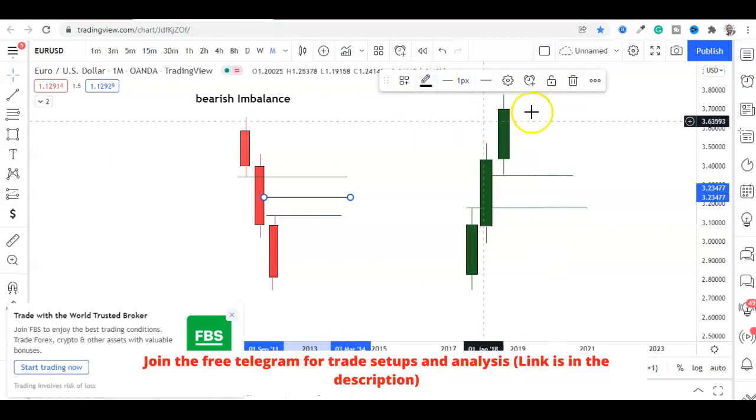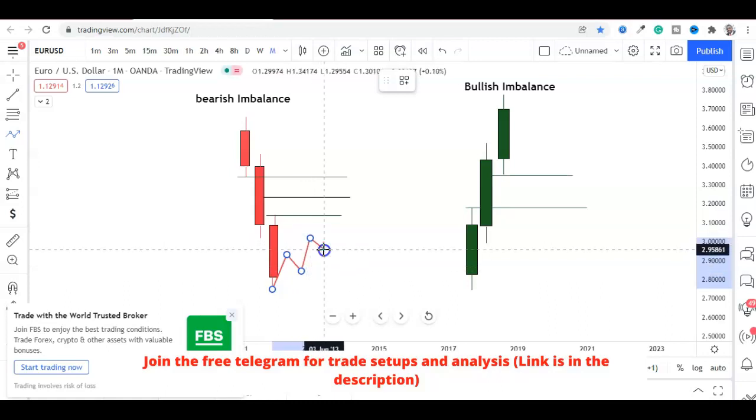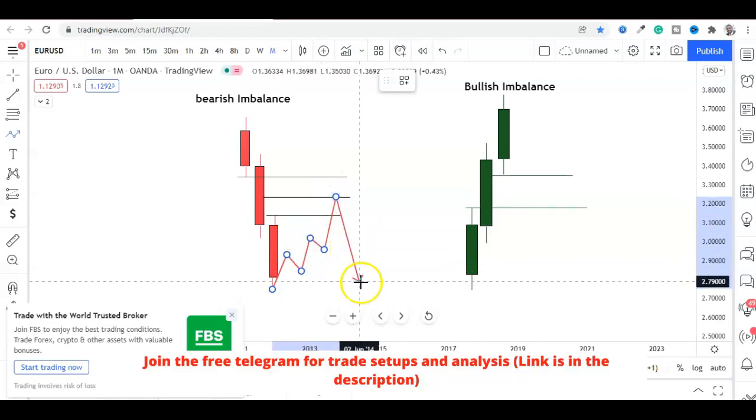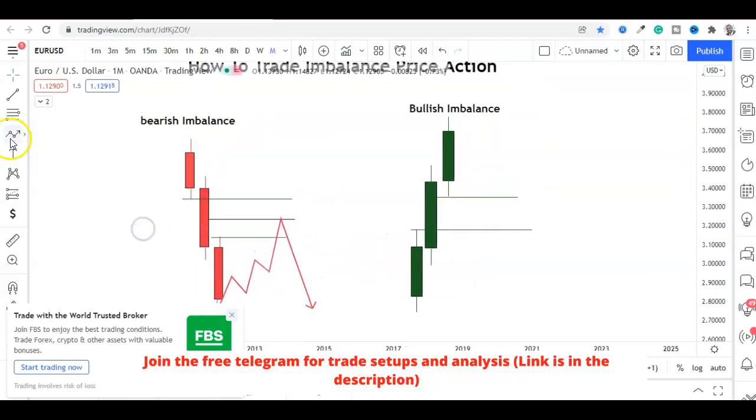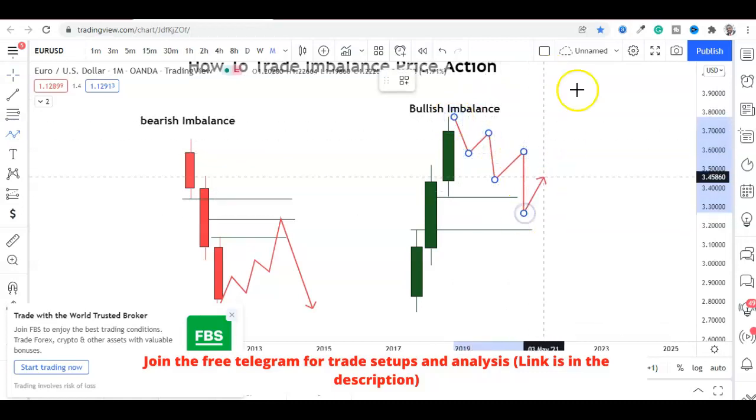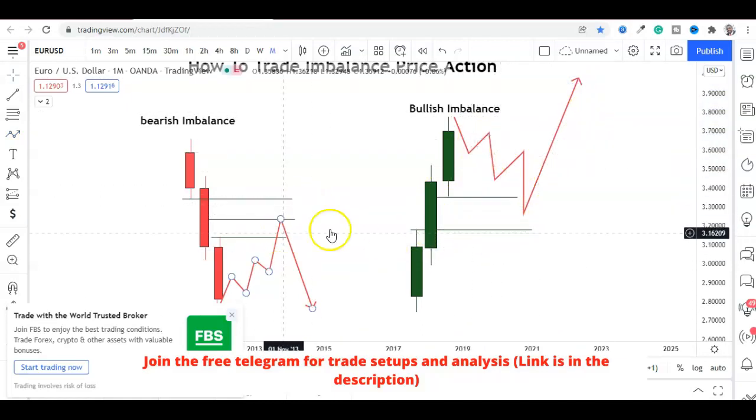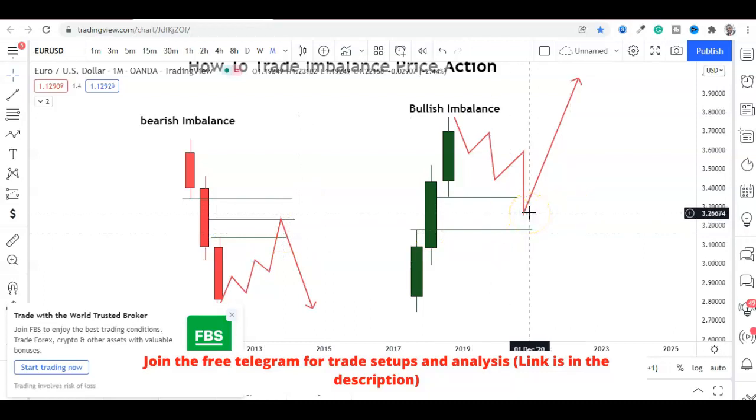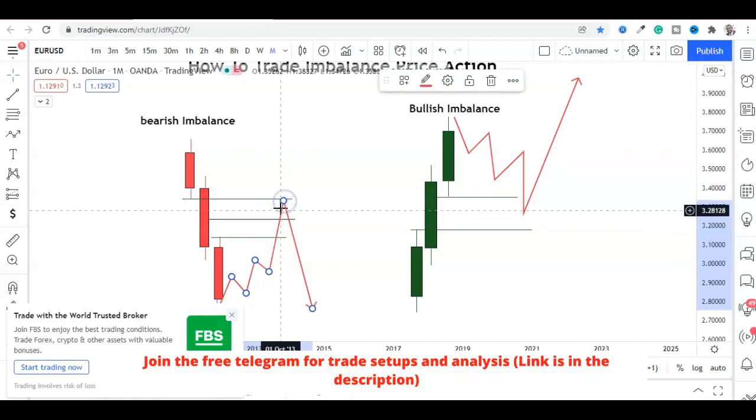So they wait for price to come in and fill up this 50% before they look for a sell, in the case of a bearish imbalance. And in the case of bullish imbalance, they wait for price to come in to the 50% level before they look for a buy. But over the years, using this reduces your win rate, because most times price comes up in here and trades to the full.